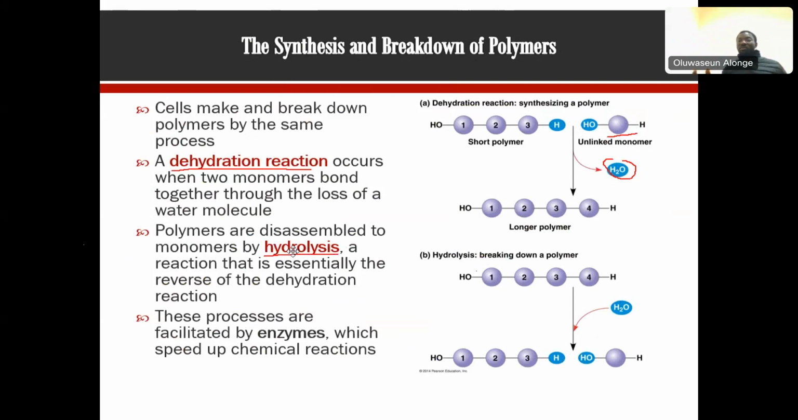All right, so it's a reverse reaction. Again, dehydration, removal of a water molecule to build a bond. Hydrolysis, addition of a water molecule to break a bond.